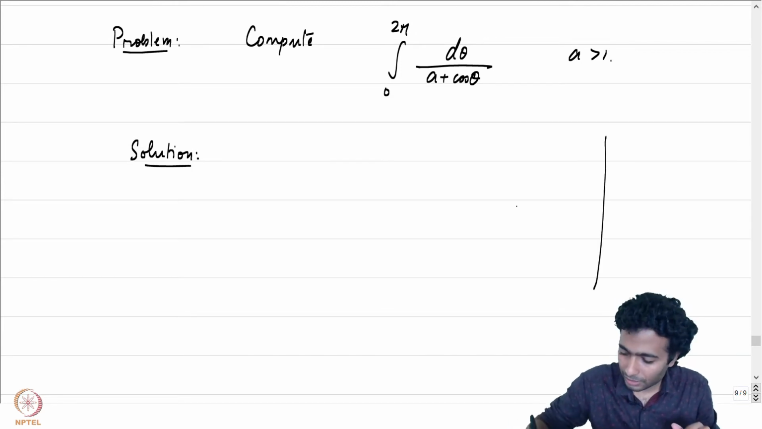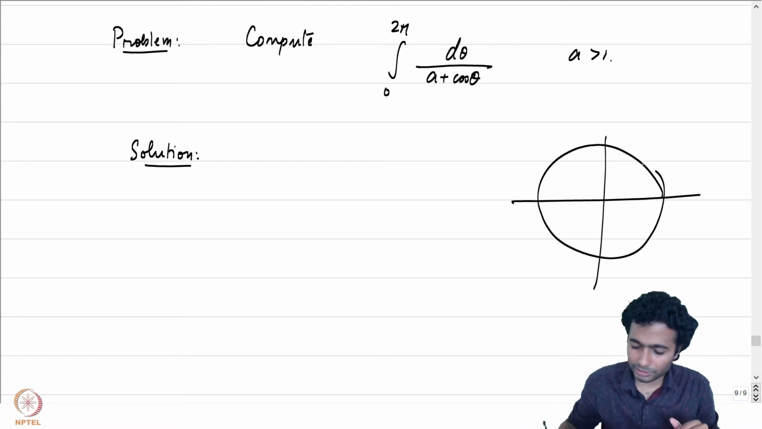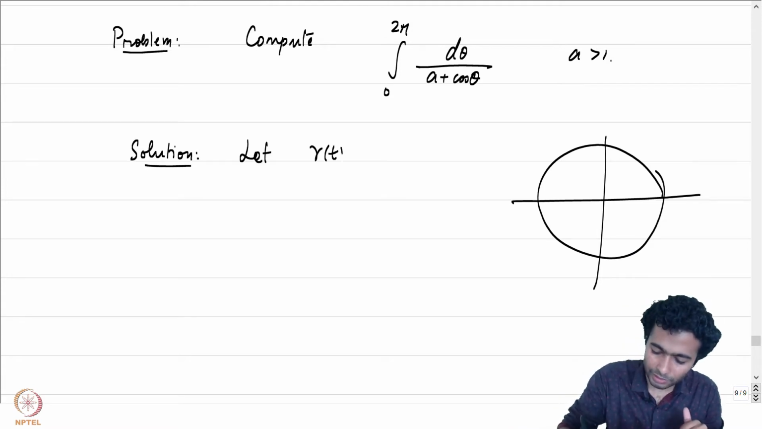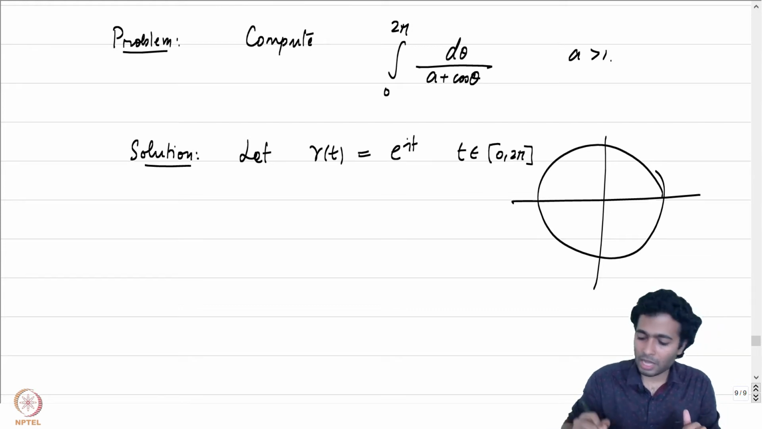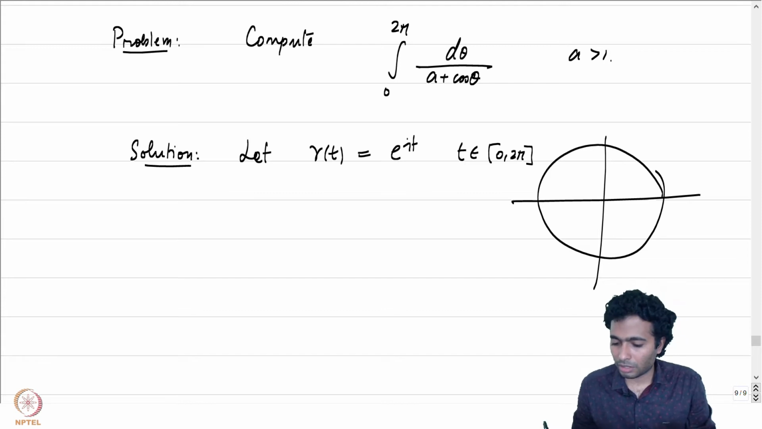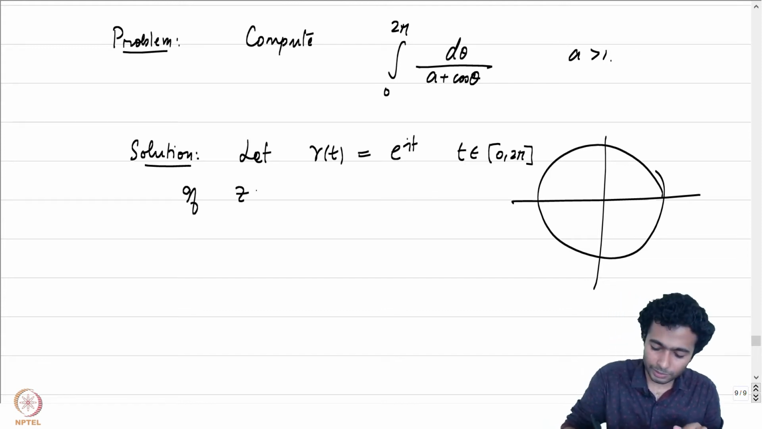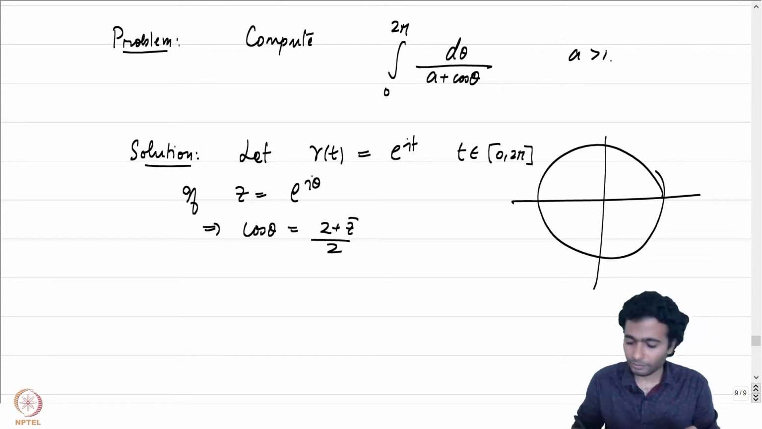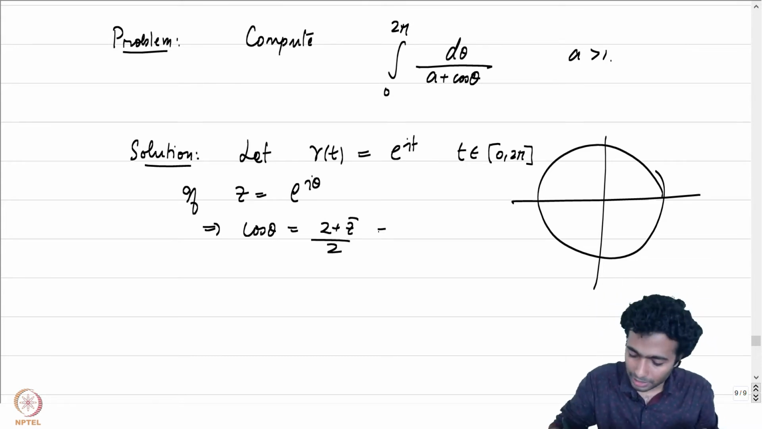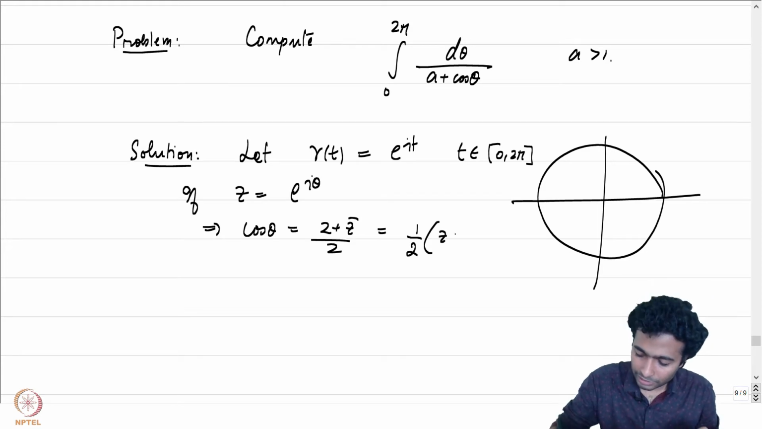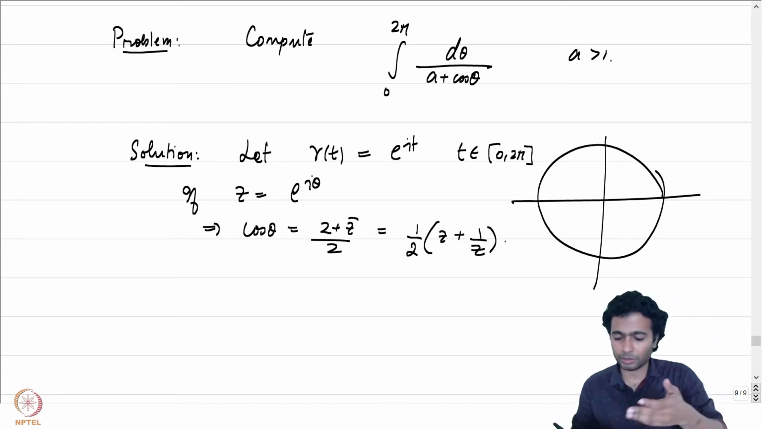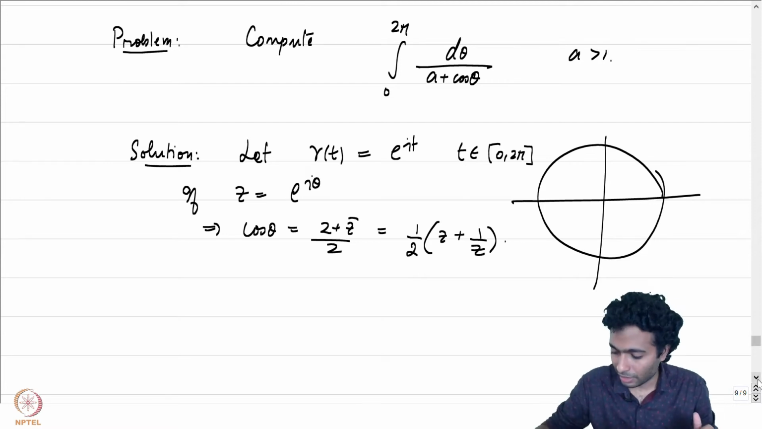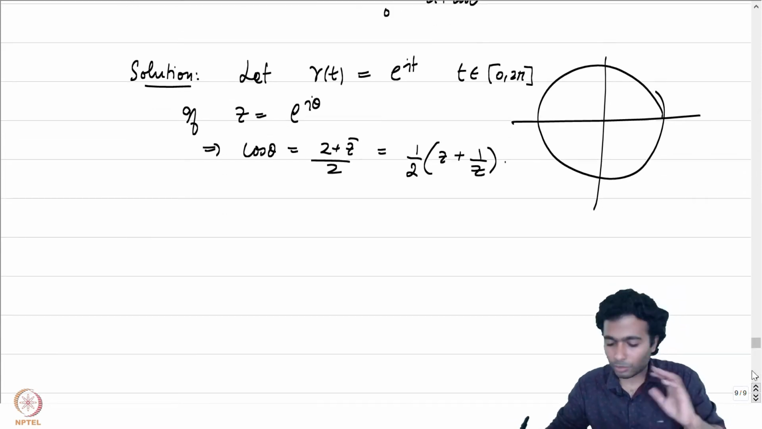To do that, let us look at the unit circle. Let gamma of t be equal to e to the power it for t in 0 to 2 pi. On the unit circle, if z is equal to e to the power i theta, then cos theta is equal to z plus z bar by 2. But we know that on the unit circle z bar is equal to 1 by z, so I will just write this as z plus 1 by z. So, the cos theta in the denominator can be written in terms of z plus 1 by z. When the right time comes, we will go back to that.